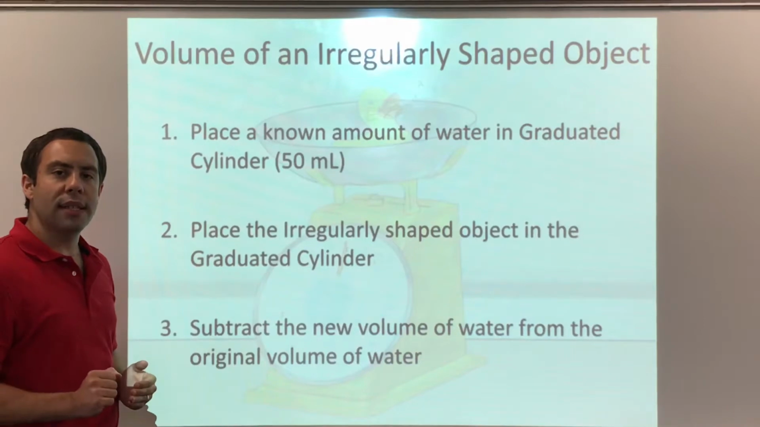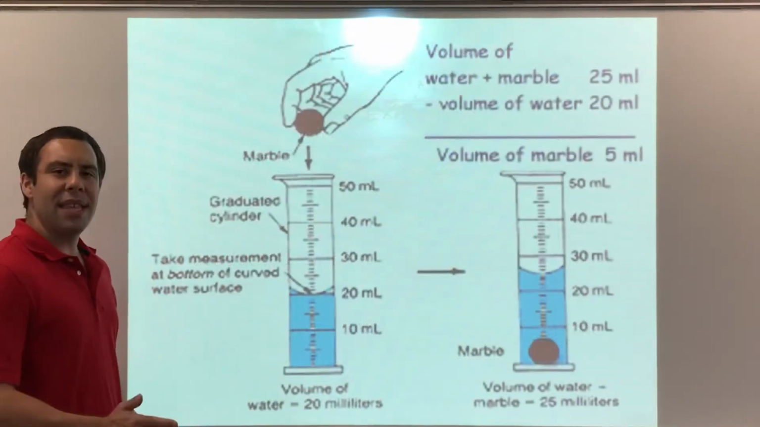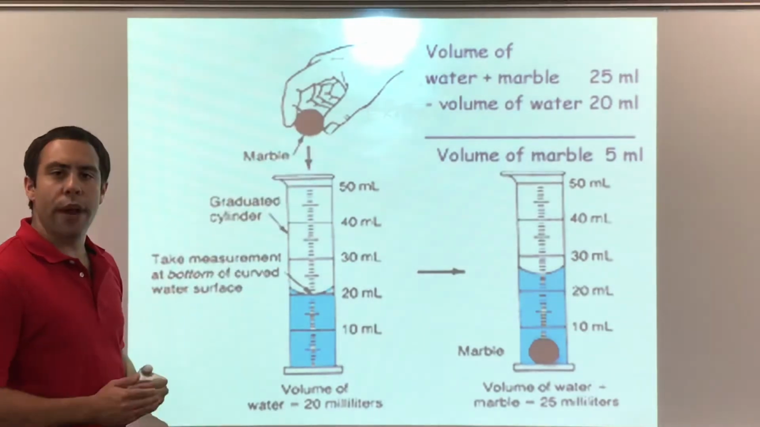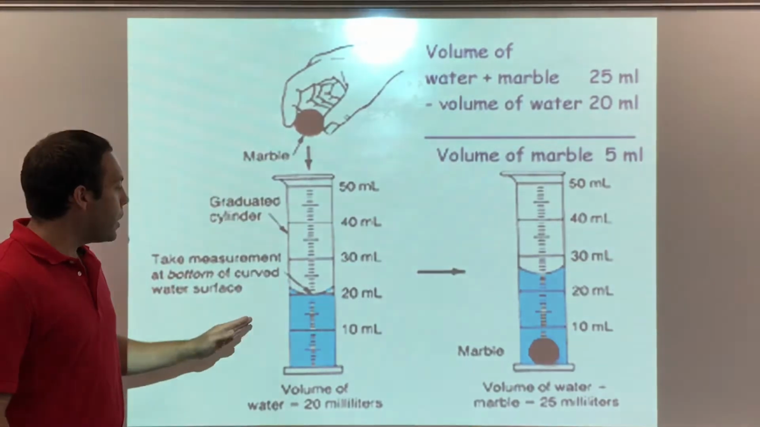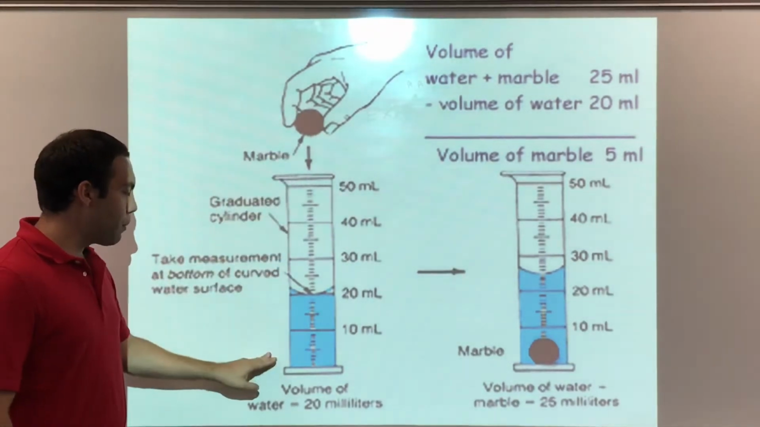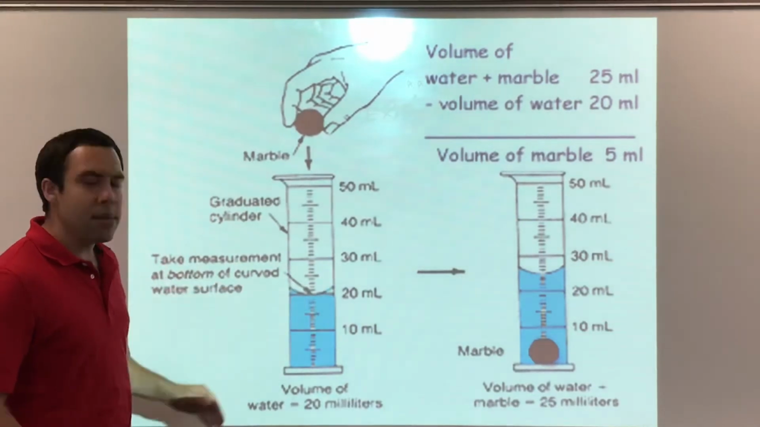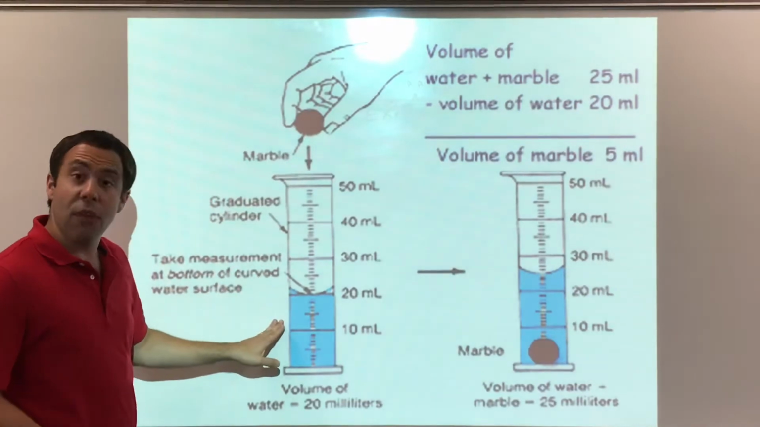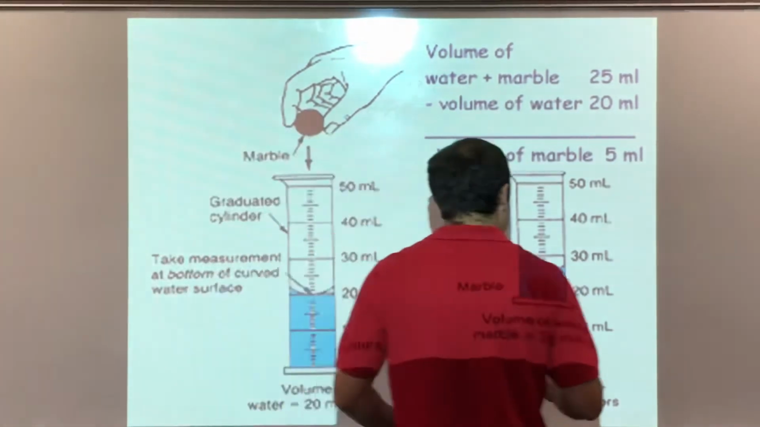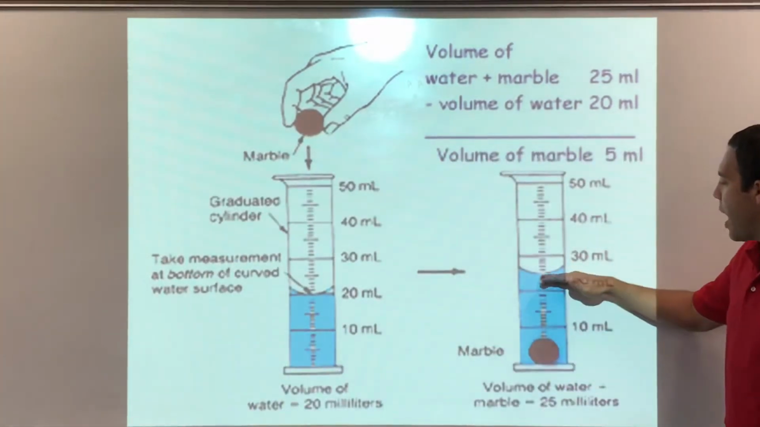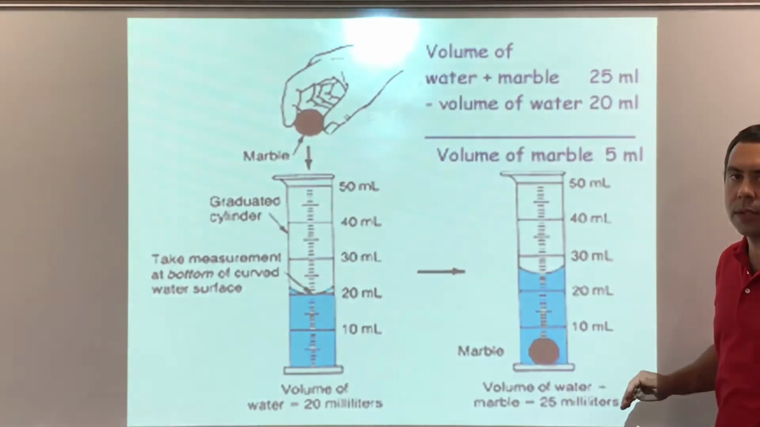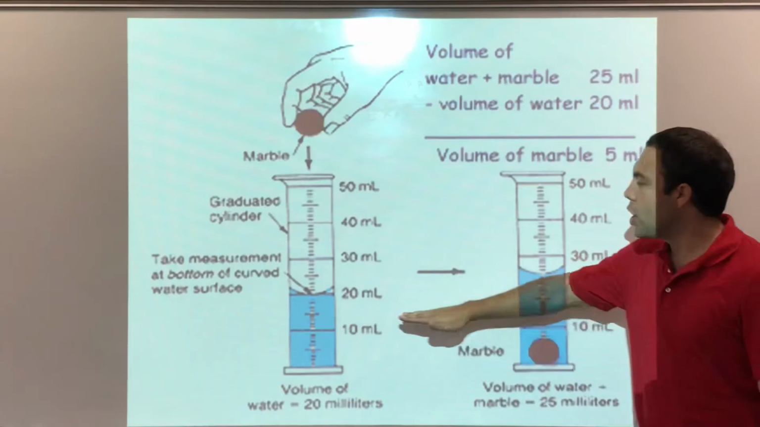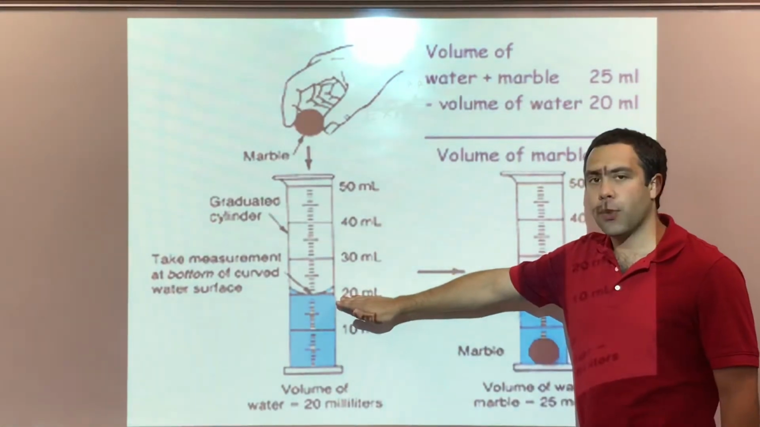Let's take a look at an example. In this example, we want to find the volume of this marble, which has an irregular shape. So what we do is we take this graduated cylinder and we fill it up with 20 milliliters of water. Then we drop the marble carefully into the graduated cylinder, and the water level rises to 25 milliliters. The new volume of the graduated cylinder is 25 milliliters. The original volume of the graduated cylinder is 20 milliliters.